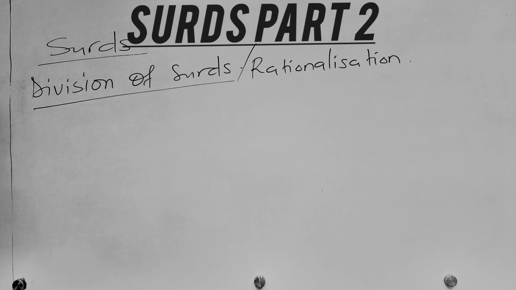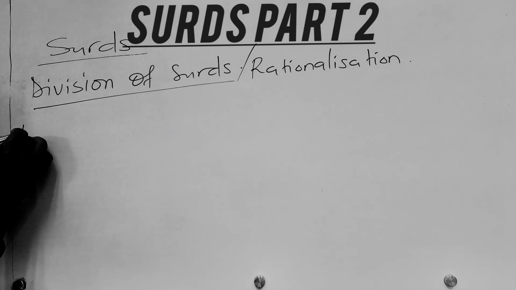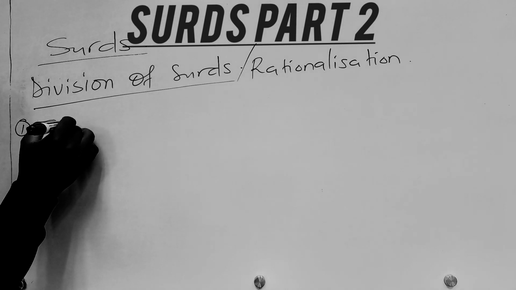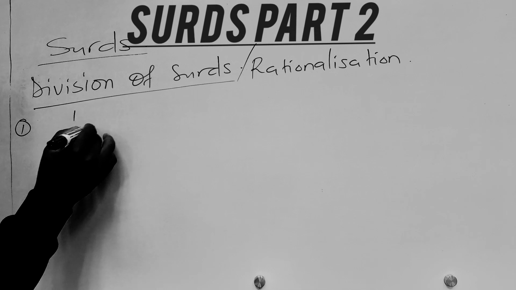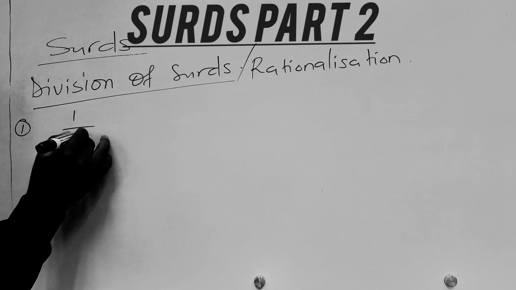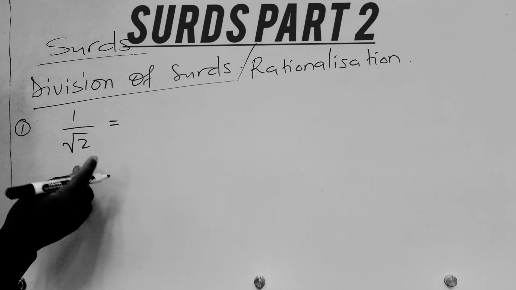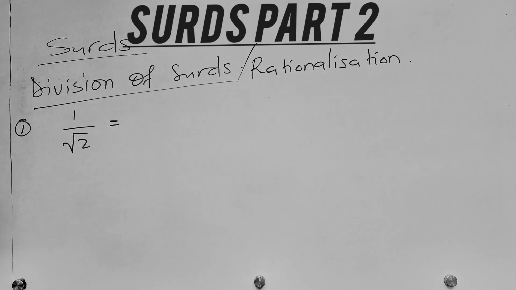Rationalization, or if we say we are rationalizing the denominator, it is like we don't want to see the surd on the denominator. That's rationalizing. We only need to see the surd on the numerator. For example, we can have 1 over root 2 like this. This one is not in the standard form, so we need to rationalize this denominator.